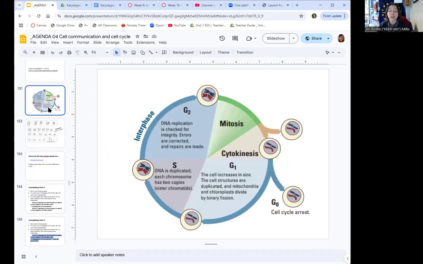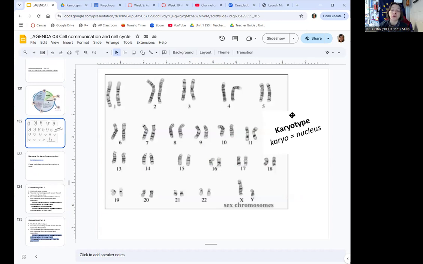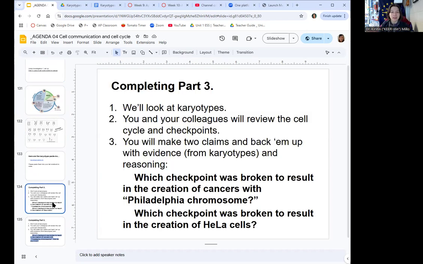So we learned a little bit about this, and I wanted to show you karyotype. Karyo is from the Greek meaning nucleus. And these are pictures of mitotic cells where they've been stained with a material called Giemsa staining. Your chromosomes are not stripy in metaphase inside you. This is just a way that scientists have learned we can identify patterns and match up the chromosomes in somebody. So we're looking at karyotypes. You're going to review the cell cycle and checkpoints, and then we're going to make 2 claims and back them up with evidence from reasoning.